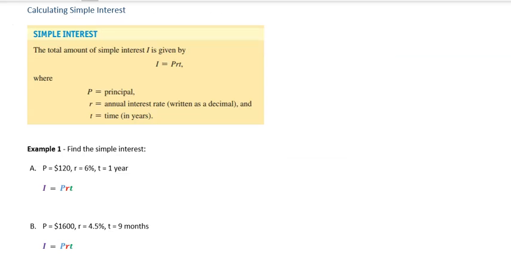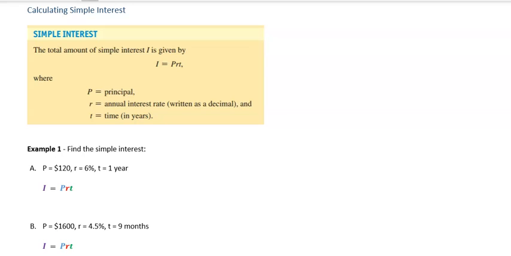Okay, so the first type of interest we're going to look at is simple interest. And again, that was defined up above. So the total amount of simple interest, which we abbreviate I, is equal to the principal times the annual interest rate, which needs to be written as a decimal, times the time, which is always in years. So if it's a portion of a year, you need to figure out what portion of the year it is, remembering that there are 12 months in a year. Okay, so let's try some of these.